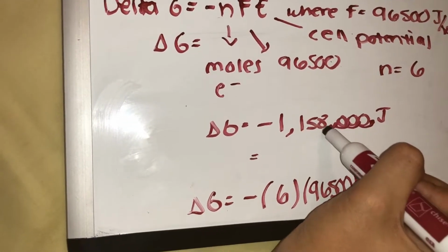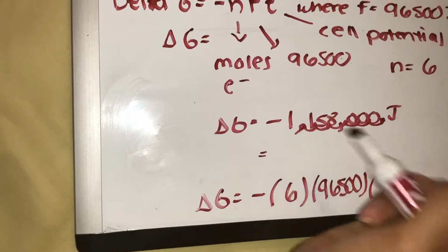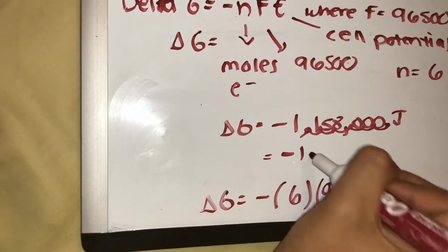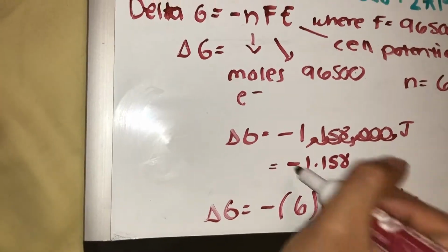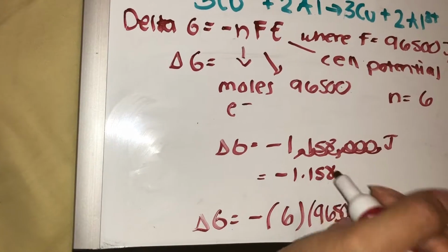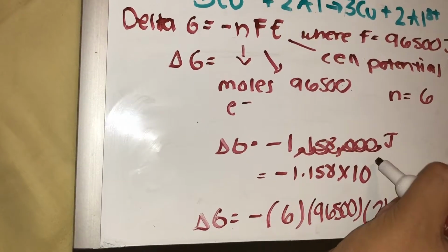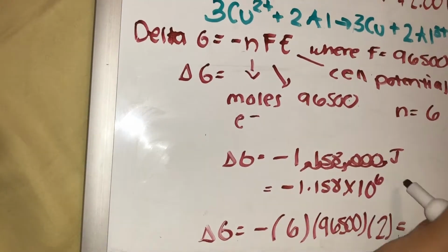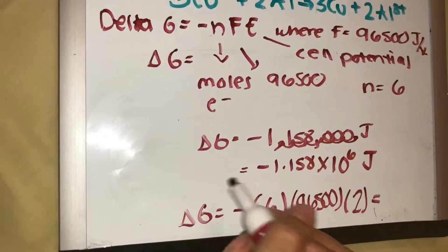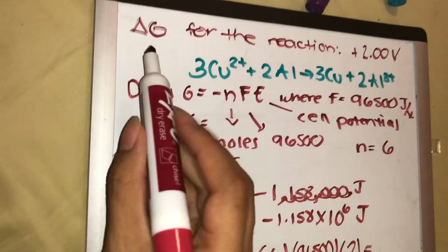To write this in a simpler form, we would do 1, 2, 3, 4, 5, 6. So this would be negative 1.158. This would all depend on the number of significant figures they're asking you for, times 10 to the 6 joules. So this would be your delta G, what we are looking for.